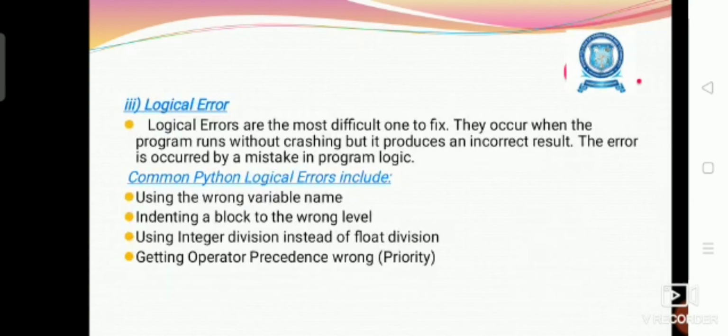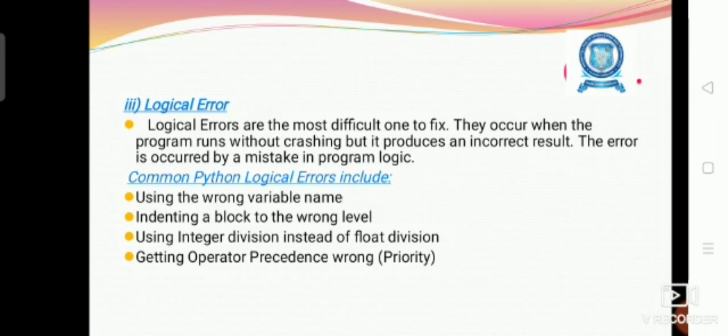And the third type is logical error. By a logical error also, the program will get executed. Okay, but when we look at the output, we will get the wrong output. They occur when the program runs without crashing, but it produces an incorrect result. Okay, the error will be present in the program logic. For example, if you are giving minus instead of plus, so if we are making any mistakes in the formula or the logic of the program, nothing will happen initially, but when we get the result, we will get the wrong result.